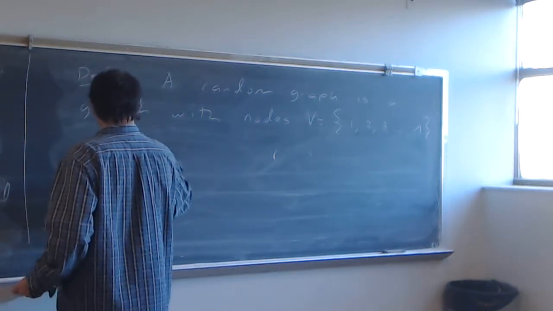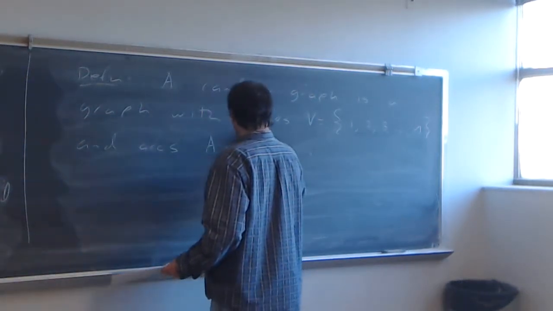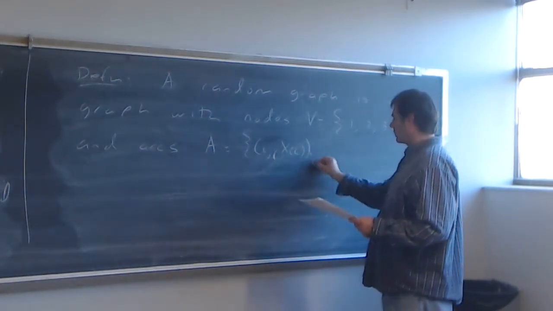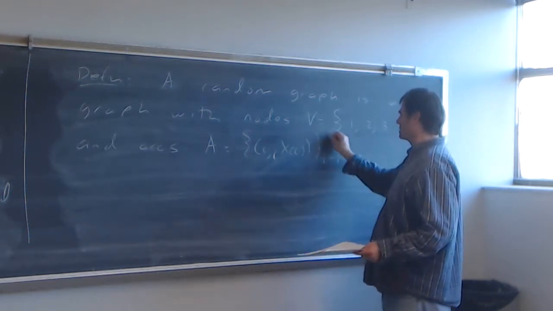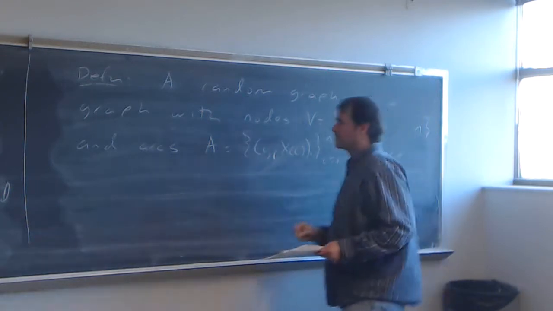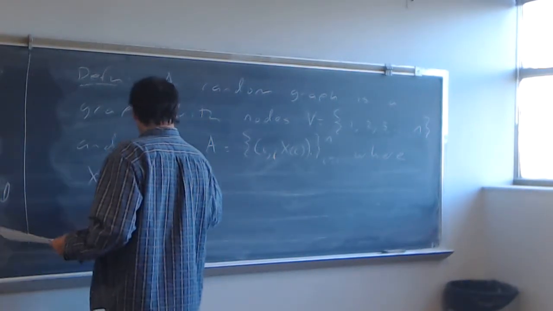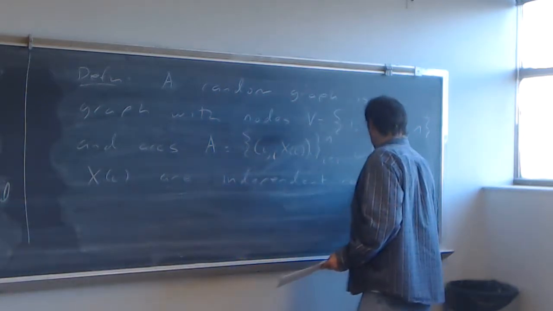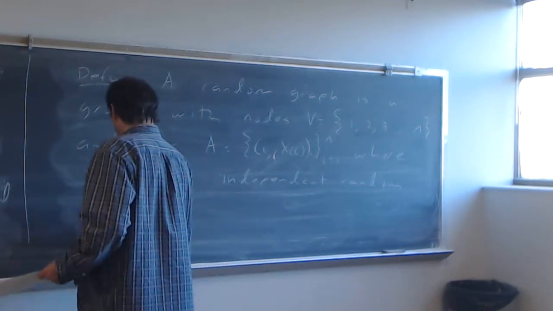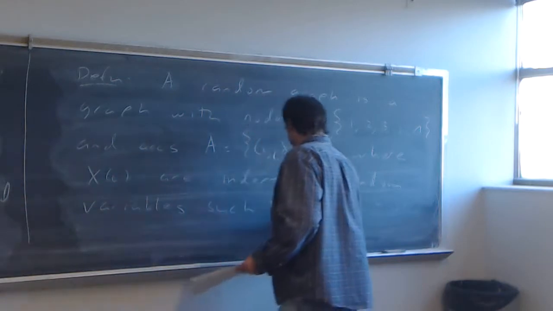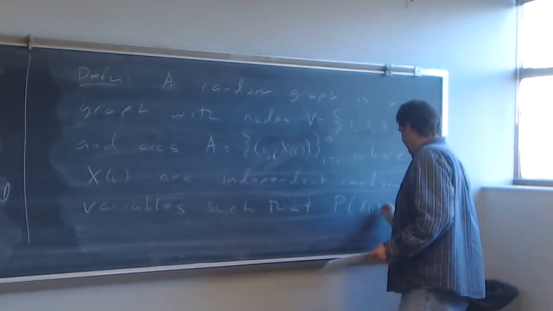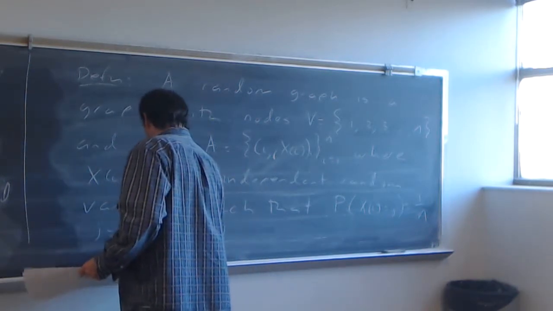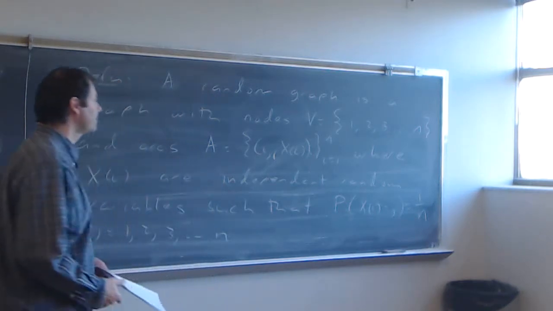And arcs, A equaling the pairings i paired off with x sub i, where i runs from 1 to n, where you can think of x sub i as independent random variables such that the probability that x sub i equals j equals 1 over n, for j equaling 1, 2, 3, up to n.